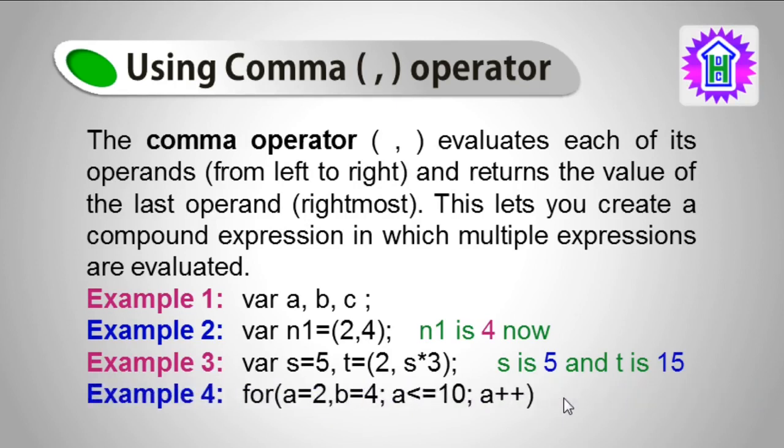Another example: the comma operator can be used to do multiple assignments in for loops also. For a equals 2 comma b equals 4, a is less than or equal to 10, a plus plus. So later on, when we learn loops, we'll go through this.